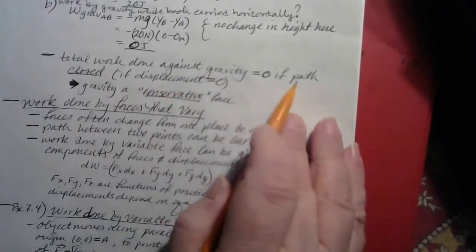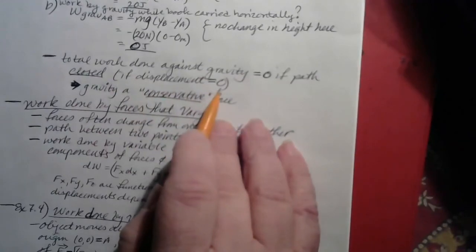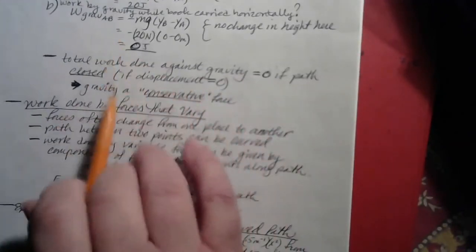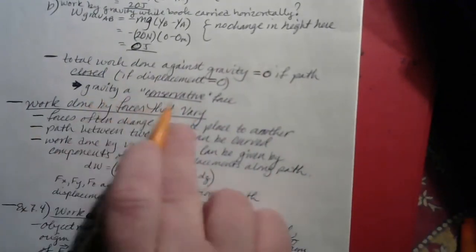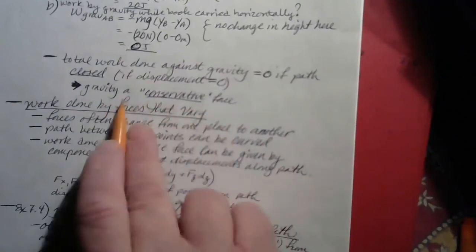Okay, and also the total work done against gravity is 0 if the path is closed. In other words, if the displacement is 0. It wasn't in this case here, but it was in the case of the couch. But of course, the work due to gravity there was 0 anyway, because it's not changing height. And what this tells you, though, is that gravity is a conservative force. So it does allow conservation of work or conservation of energy if gravity is involved.